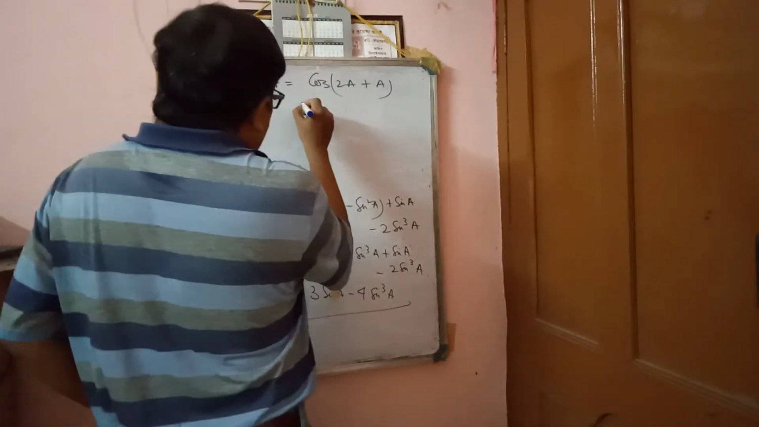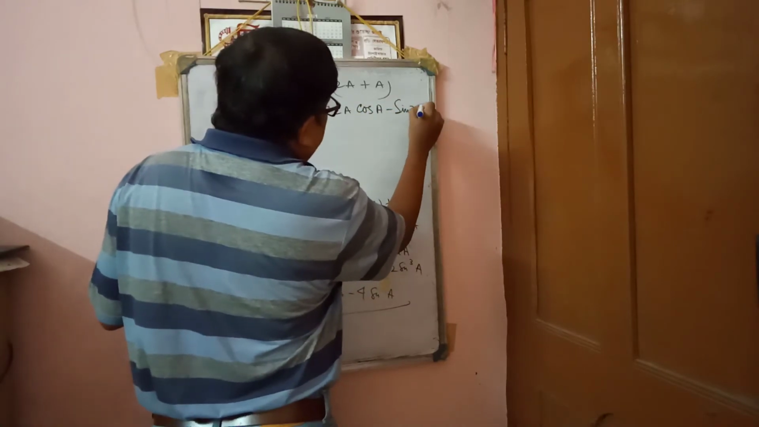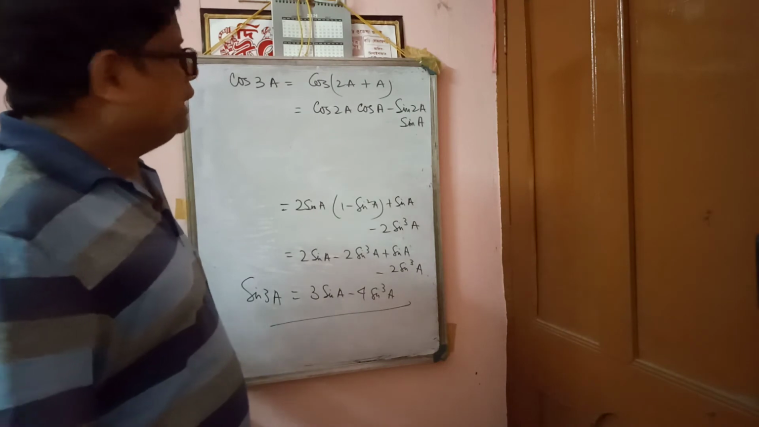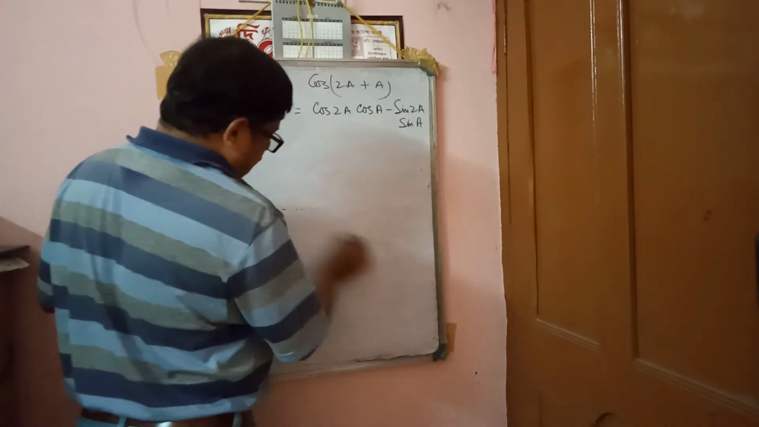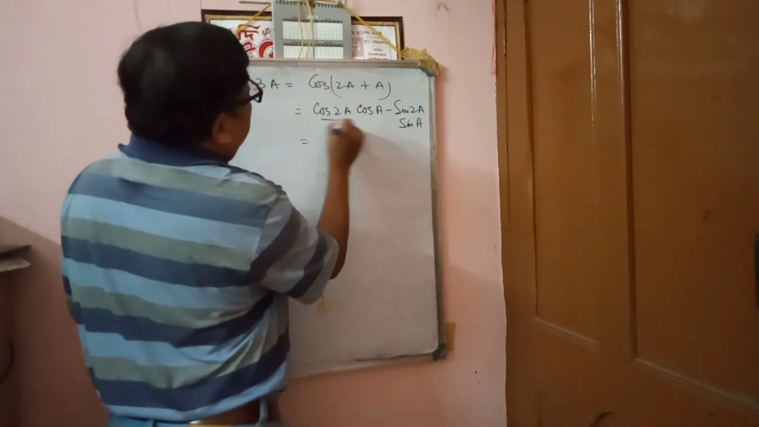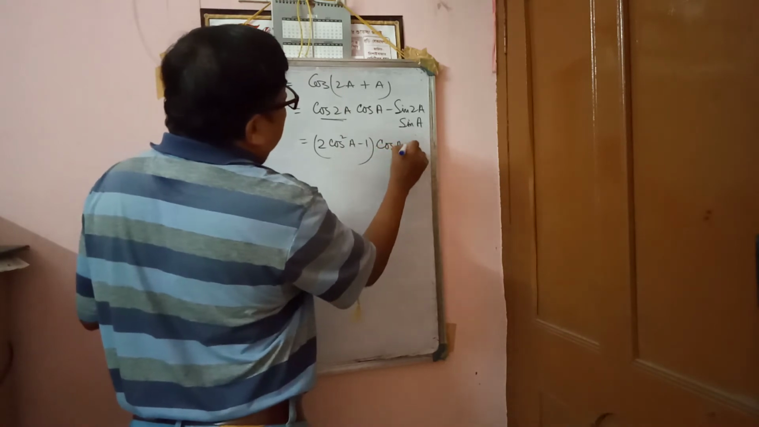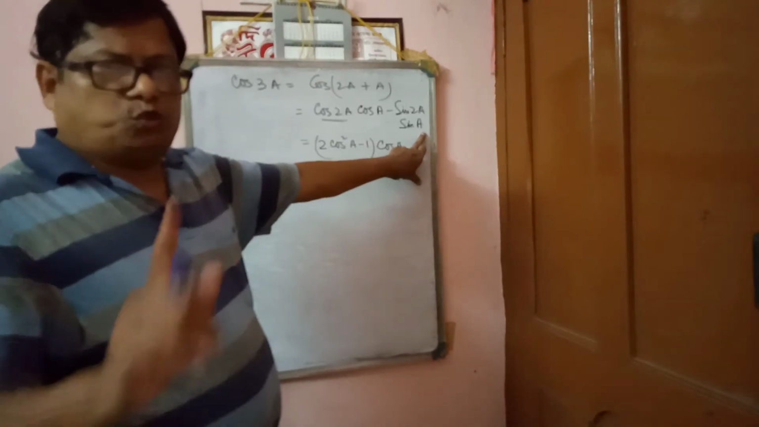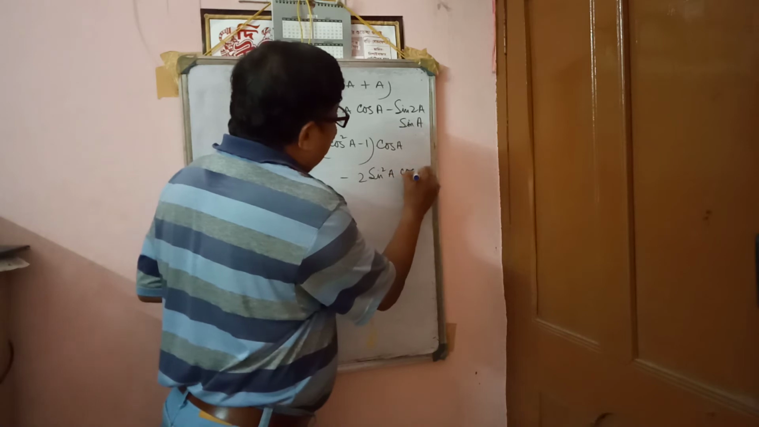Now cos A cos B minus sin A sin B. Cos 2A you can write as (2 cos square A minus 1) into cos A, minus sin 2A, which is 2 sin A cos A, again into sin A. So you can write 2 sin square A into cos A.